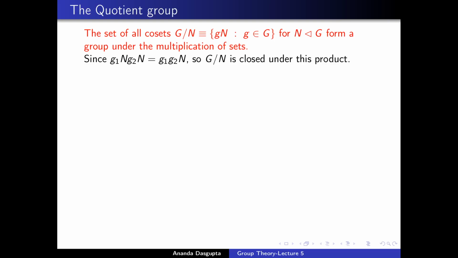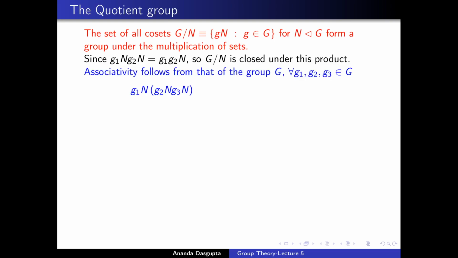Okay, so we have already seen that g1N times g2N is g1g2N, which is a member of G/N, this underlying set. So G/N is closed under this product. So closure is done. Now what about associativity?